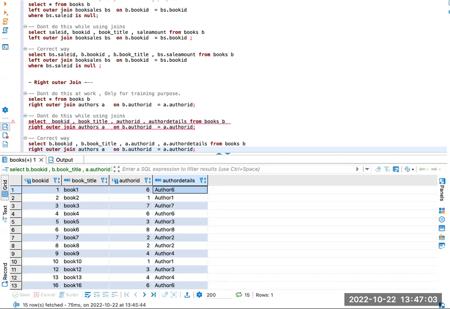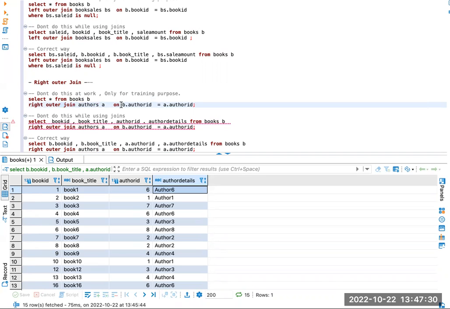Right outer join is pretty much similar to the left outer join, except that instead of picking all the data from the left table, you're going to pick all the data from the right table. In this case, the right table is authors and the left table is books, right? So you're going to pick all the data from the right table. And the keyword that you're going to use is right outer join.